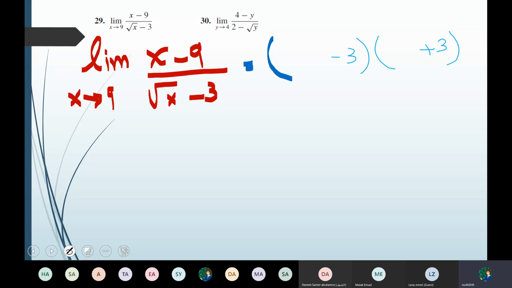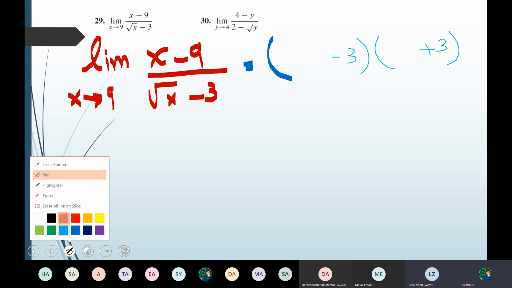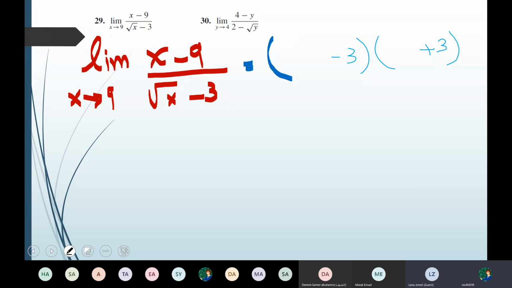But here I have only one x. So how will it be? Can I make it x and 1? No. You try it like square root of x times square root of x. Is it true? Yes.